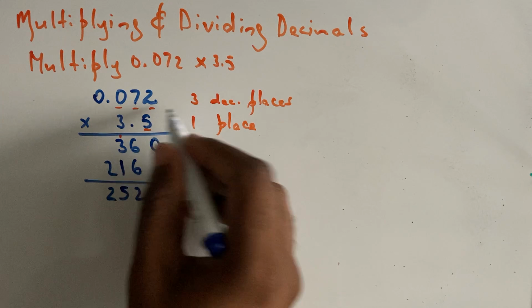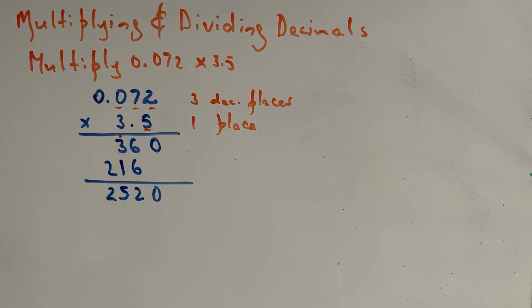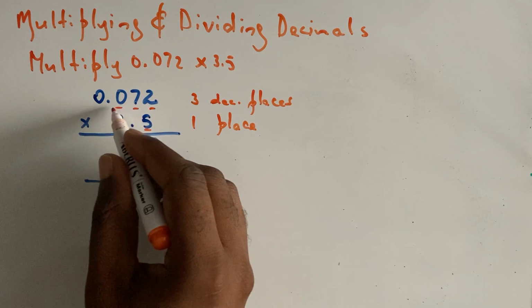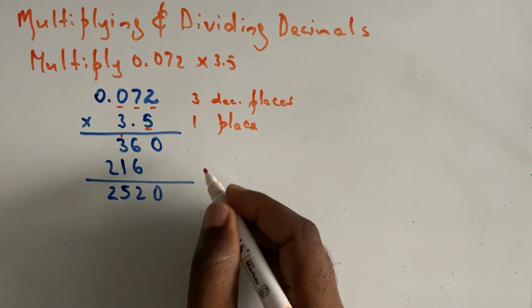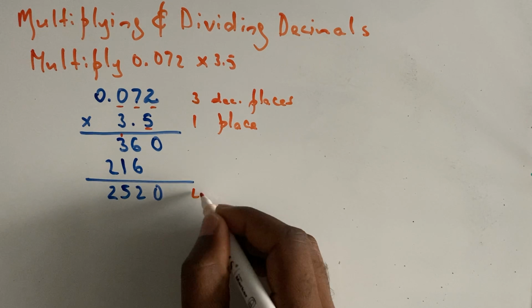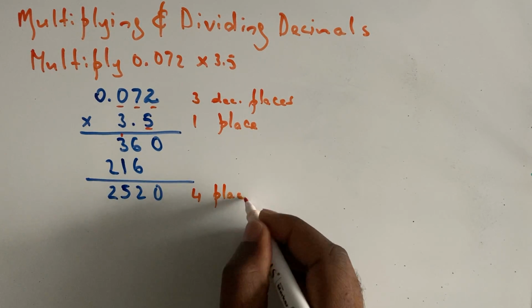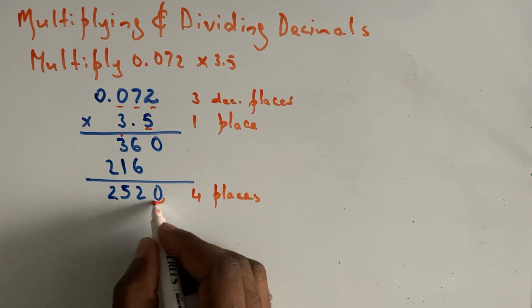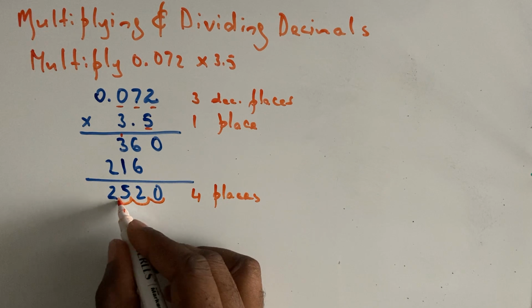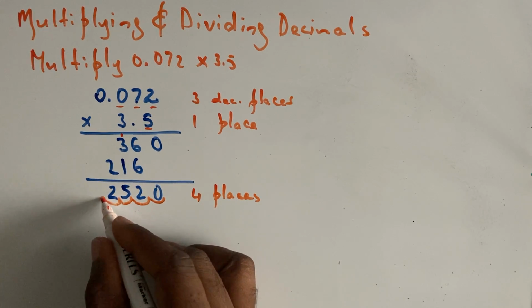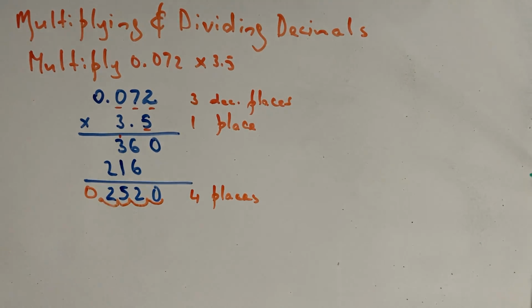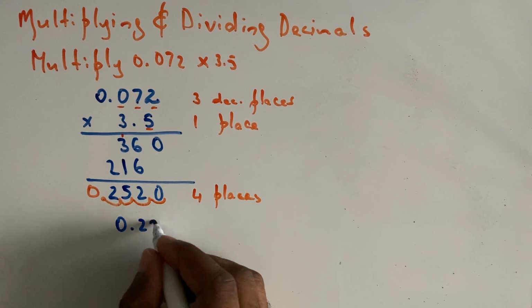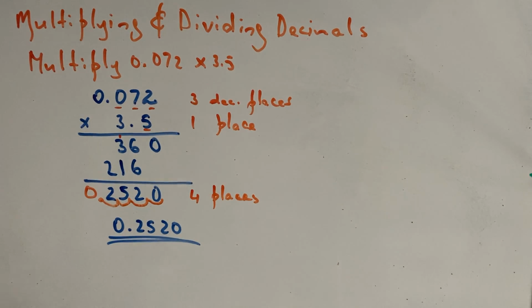Now it's time for you to count the places. When you started, you had 3 for the first number, 1 for the second one, giving you 4 total places. That means you're gonna need 4 places here. Starting from the back, you go 1 place, 2, 3, 4. You stop here. So this would be 0.2. Final answer would be 0.2520. This is your final answer here. So keep that in mind.